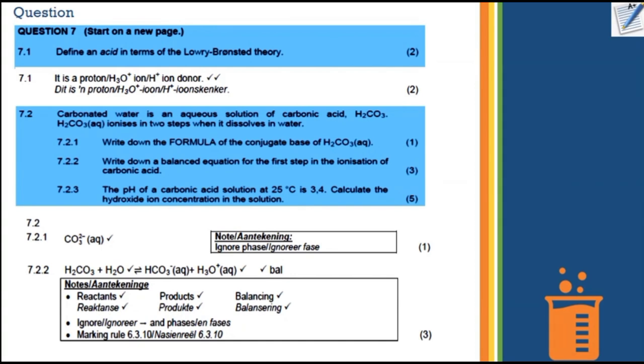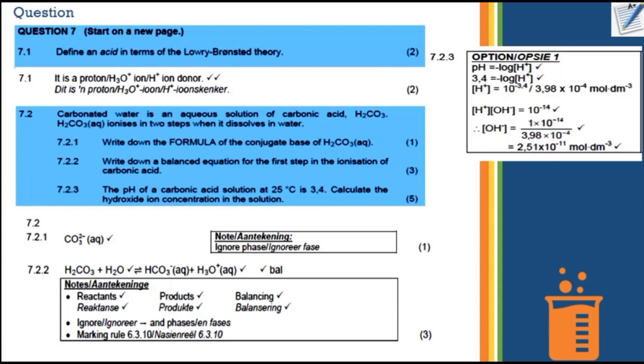And now, 7.2.3 says the pH of a carbonic acid solution at 25 degrees Celsius is 3.4. So it's within the acid belt. There's no doubt about that, right? It's close to zero. Calculate the hydroxide ion concentration in this solution. How do we do that?